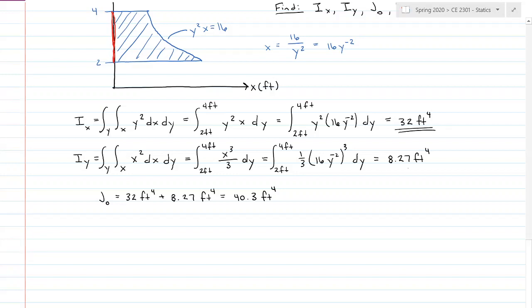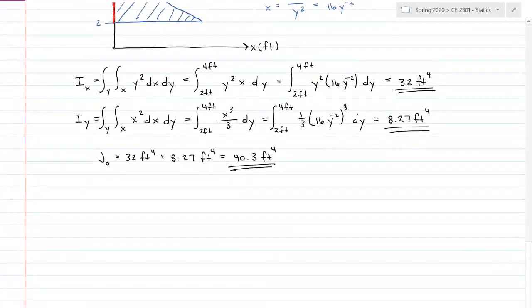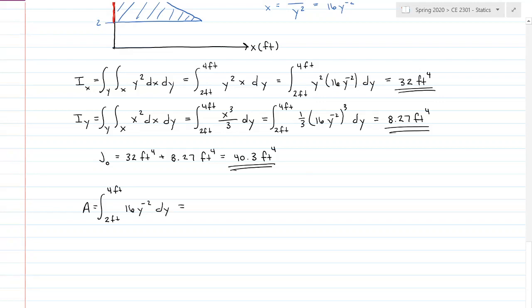And I am not underlining anything, so here are my answers. Yay! All right, so now that I have that, I need to find the radius of gyration, and for that I need my area. Area is equal to the integral from 2 feet to 4 feet of 16 y to the minus 2 dy, which is equal to 4 feet squared.